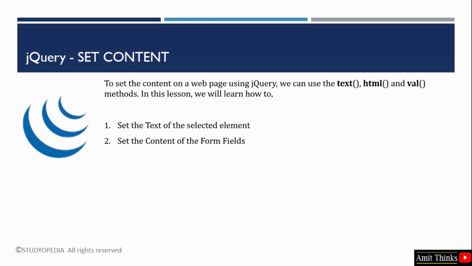So we can easily set the text of a selected element or the content of a form on a web page using the following built-in methods provided by jQuery. That is the text, HTML and val. So in this lesson, we will see how to set the text of the selected element, and we will also see how to set the content of the form fields. Let us start with the first one.